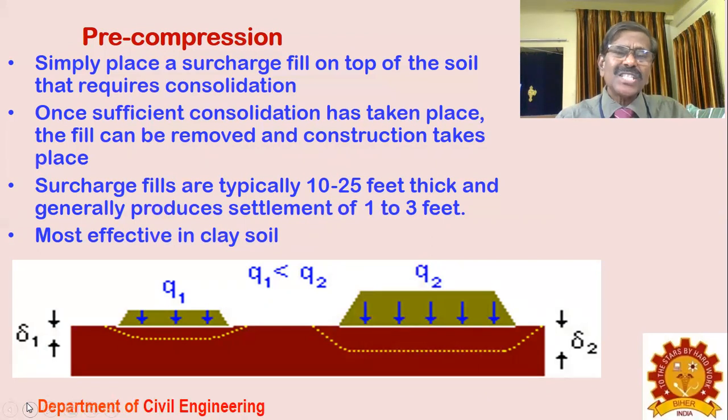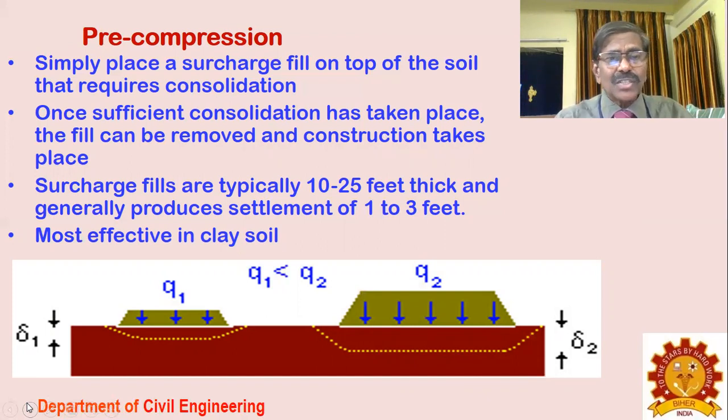So simply place a surcharge fill on top of the soil that requires consolidation. Once sufficient consolidation has taken place, the fill can be removed and construction takes place. So you remove the earth which is filled on it. Maybe sand, if you fill it, then you remove the sand and use it for construction purposes. If you stack it with bricks, tiles, or rocks, then you use all those things as building material for building the structure. Meanwhile, your soil also gets compacted. Time is the only required unknown factor here.